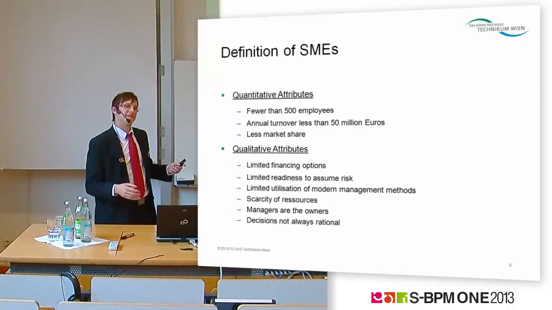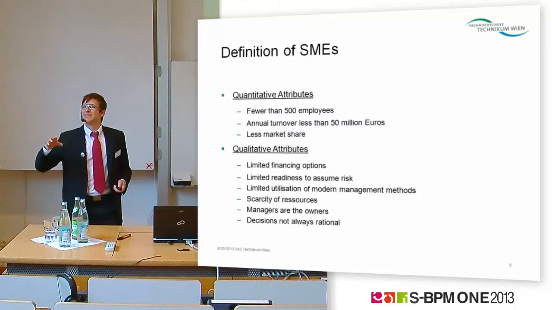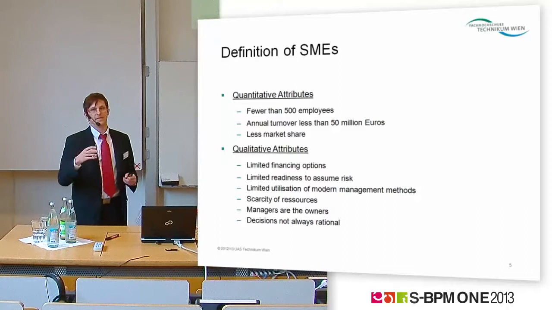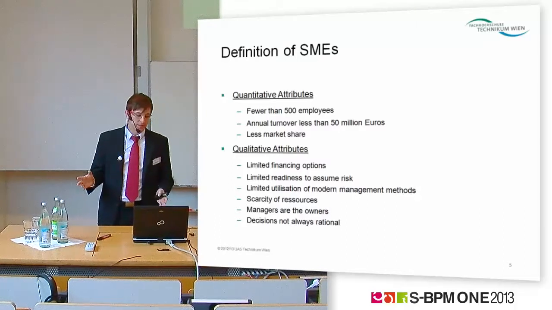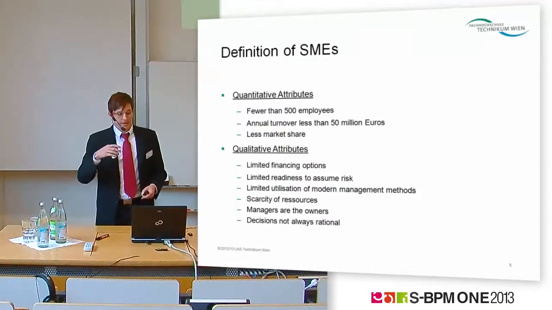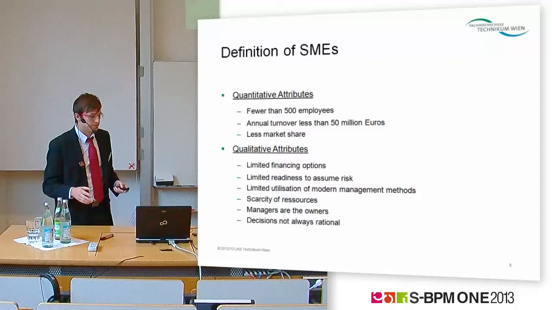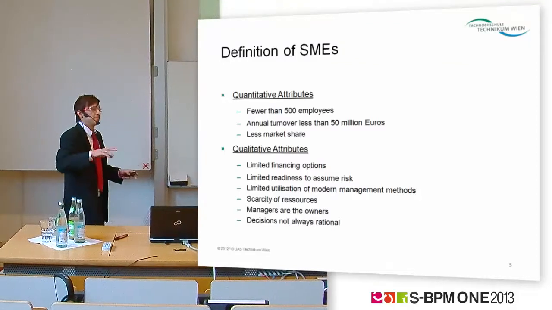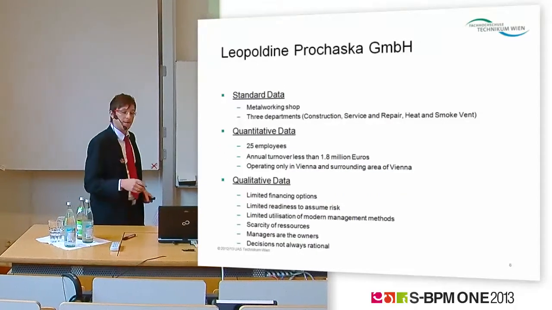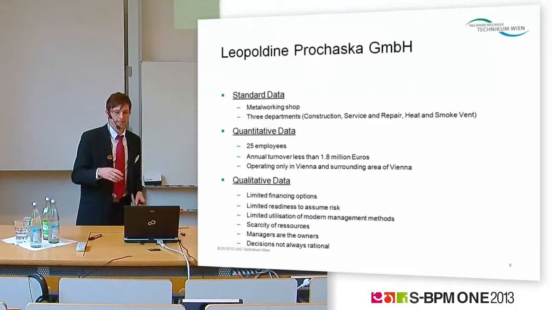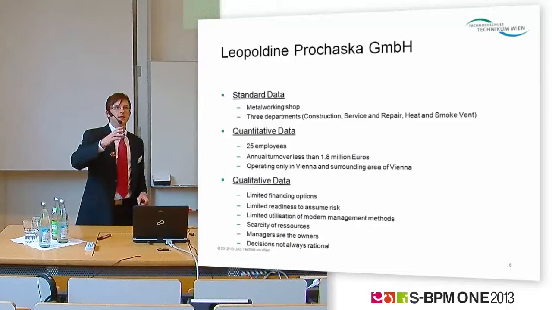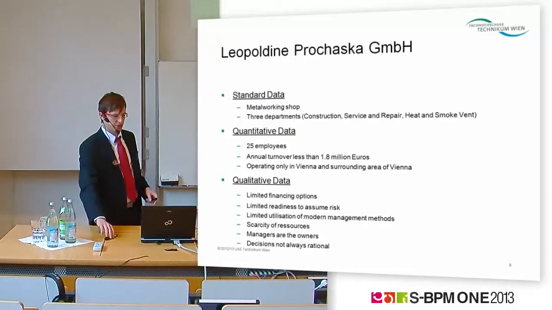Then we come to the qualitative attributes, which are not that easy to check because these are attributes like that SMEs have limited financing options, or they don't like to assume risks, the managers are often the owners, and so on. So with this basic knowledge I will come to the description of the company in which I implemented production planning. The company is called Leopoldine Prochaska GmbH.